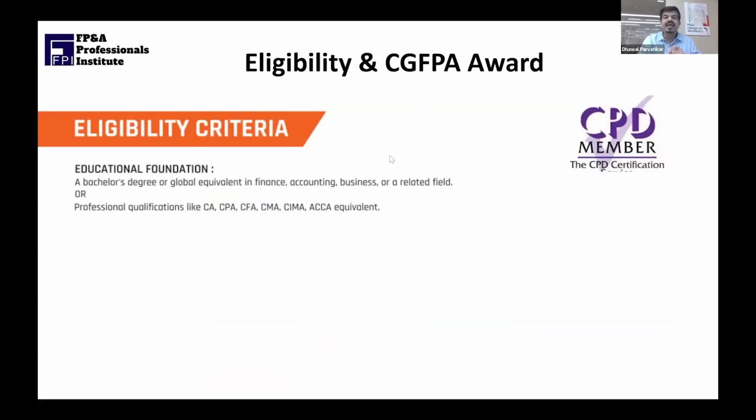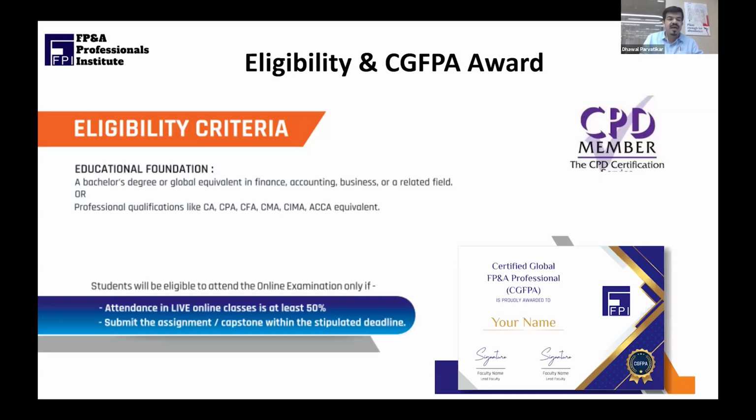The eligibility criteria for the CGFPA program is that you need to have a bachelor's degree or equivalent in finance, accounting, or business, or alternatively, you may have qualifications like CA, CPA, CMA, ACCA, or any of these equivalent qualifications in your respective country. We don't claim to be a substitute for your primary qualification, but in fact, we are a supplement for your primary qualification. And we are also accredited by CPD so that you can claim your continuing credits in your qualifications as well.